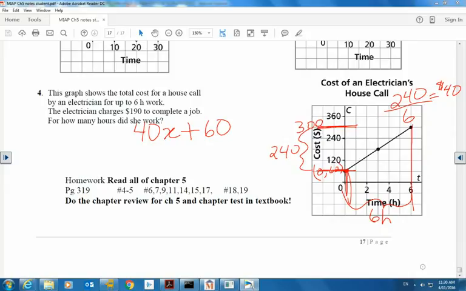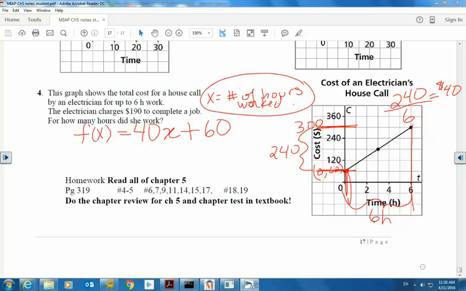Okay. And then if I wanted to write this in function notation, how would I write the first part? I would have f of x is equal to 40x plus 60. So now what does x represent in this one? x equals the number of hours worked, okay? Just so we know what our variable stands for.